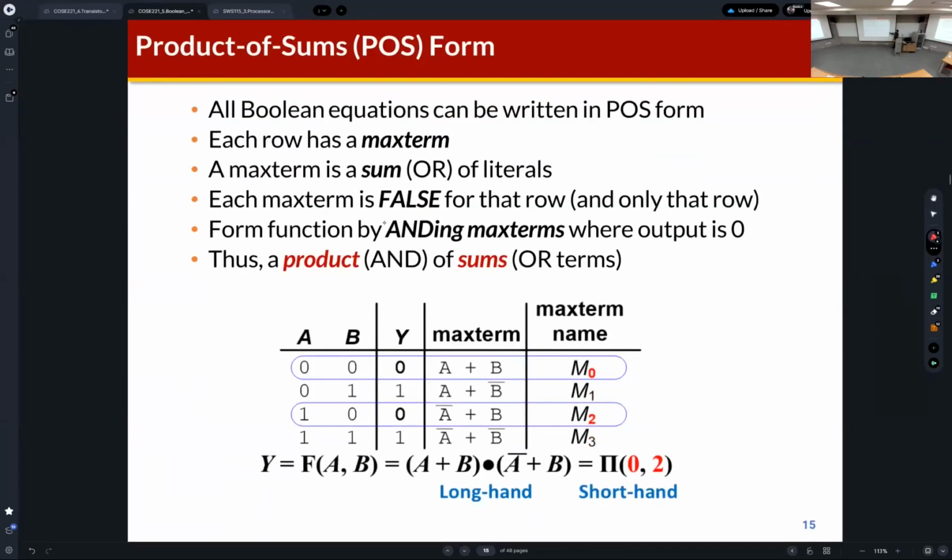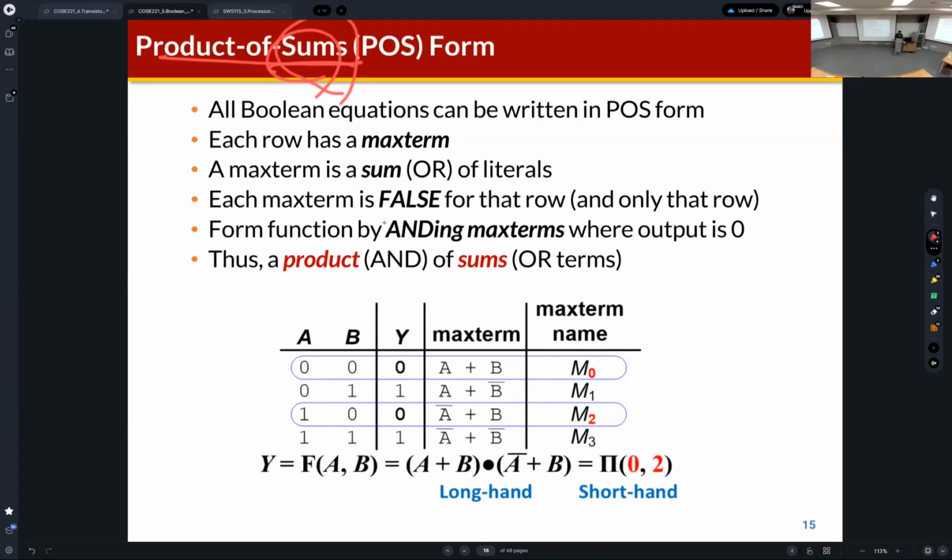Then we can think about the product of sums form. Okay. So what is the product of sums form? It's easy. If you see this terminology, then you can think, oh, it's the sums first, because the order of English terminology is the inverse of the Korean. So firstly, we can think about the sums. What are sums? It's the ORing of input signals, right?